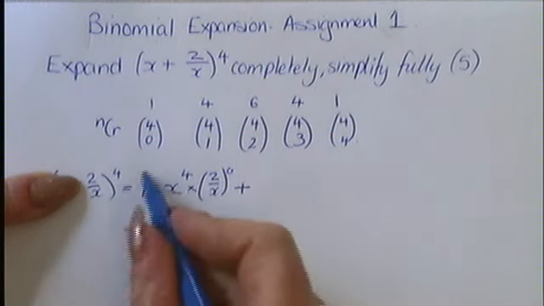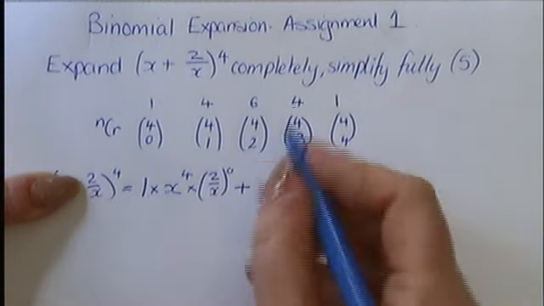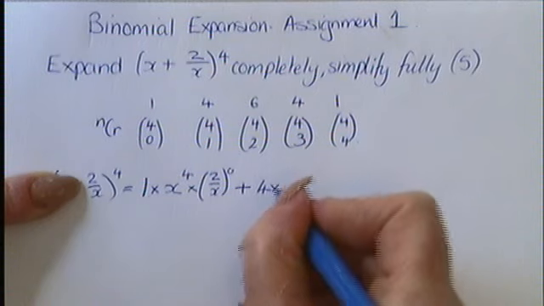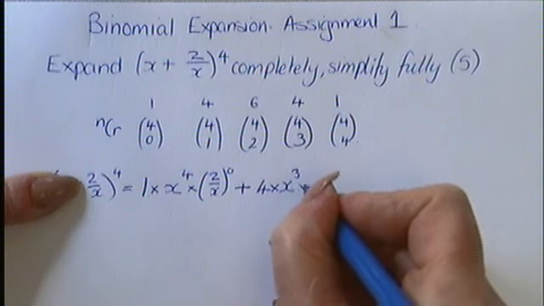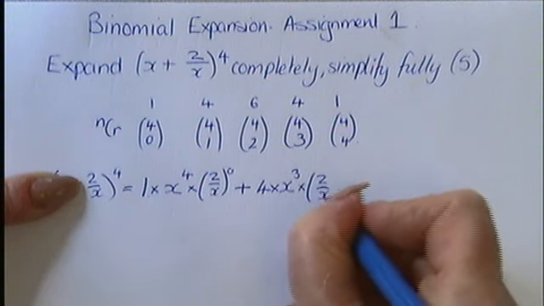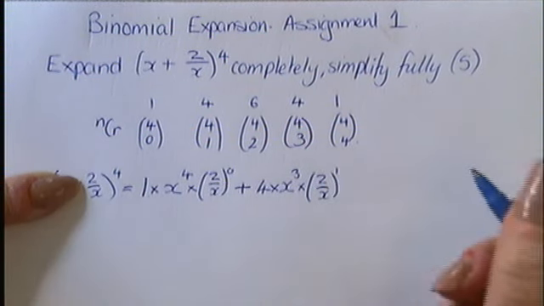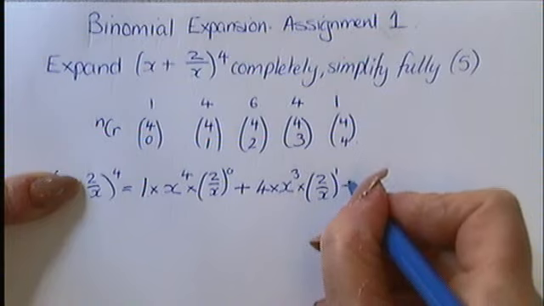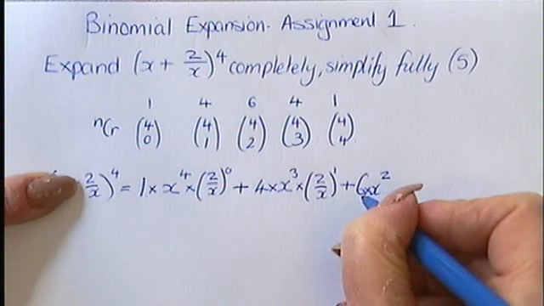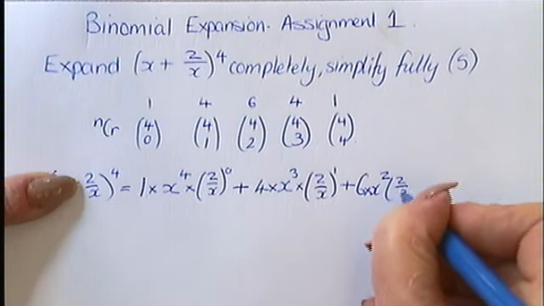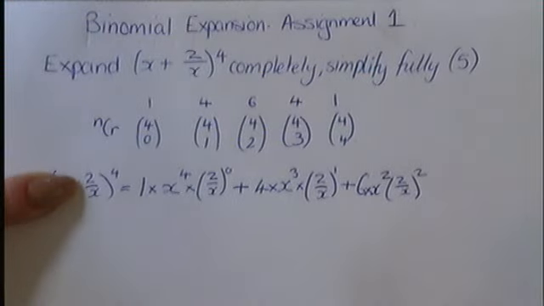Add. Our second term, we need the coefficient of the expansion from the Pascal's triangle, or the nCr, so 4, times x, and this time we've taken 1 off our power, so it's the power of 3, times 2 over x, and that's going up in a power this time, it's a power of 1. And again, our two powers add up together to give me the power of 4. Add our next term, 6 times x squared, is going down by 1, and the 2 over x is going up by 1. And again, our two powers add up to give me the power of 4.